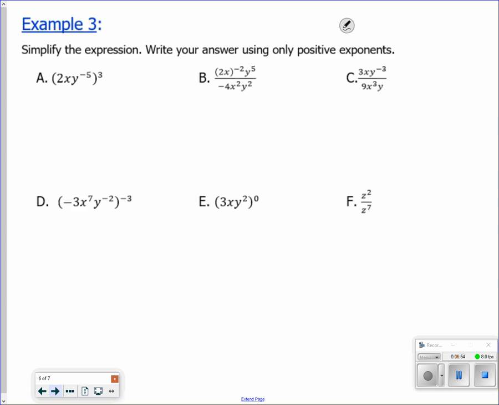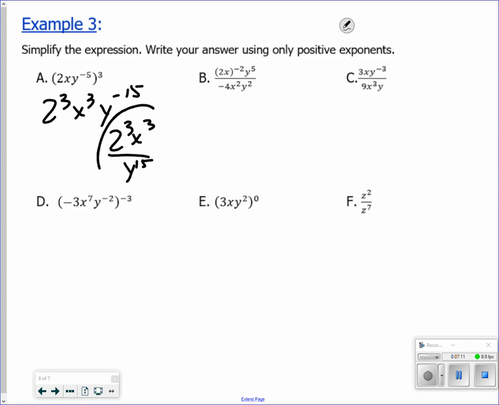Simplified expression, write your answers using only positive exponents. When your answers are done, you're only allowed to have positive exponents. 2 to the 3rd, x to the 3rd, y to the negative 15. So I went ahead and did all of them to the 3rd power. But the y is in the wrong place. So 2 to the 3rd, x to the 3rd, y to the 15 needs to go on the bottom of the fraction.